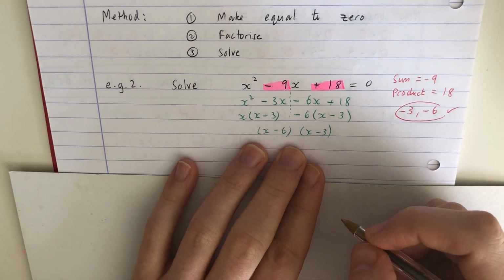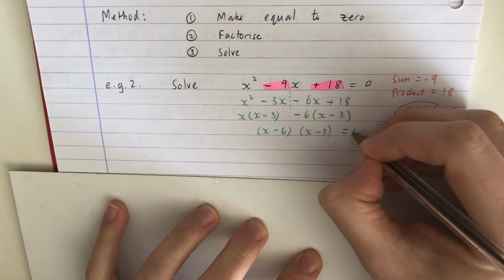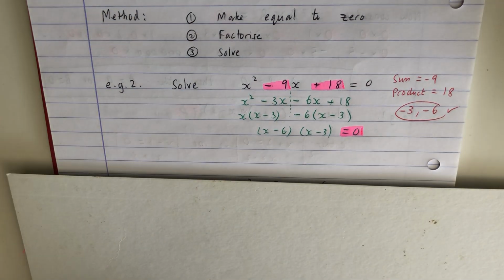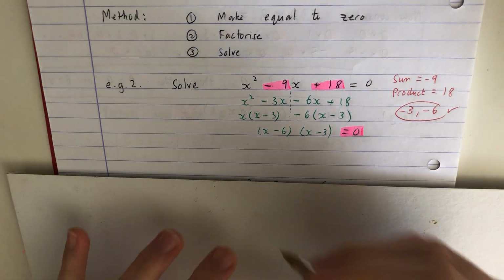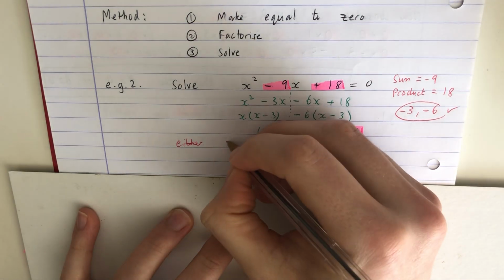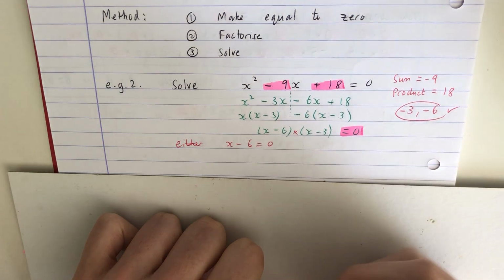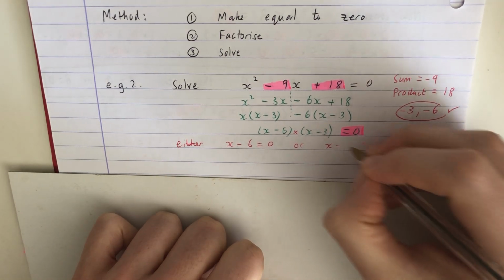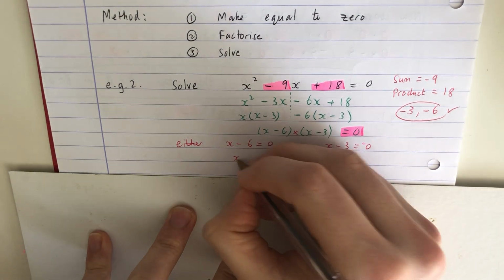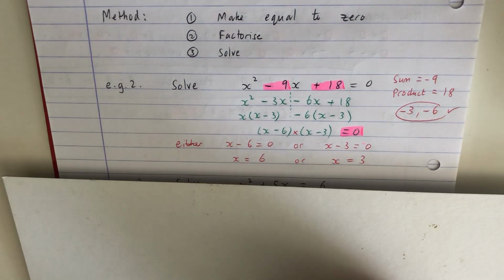And that's factorizing done. And then you have to solve. And remember, it is equal to 0. And that is the key thing about solving. It needs to be equal to 0, to give you either x minus 6 is equal to 0, that first number, or x minus 3 is equal to 0, what we were doing last time. To give you two answers: x is 6 or x is equal to 3.